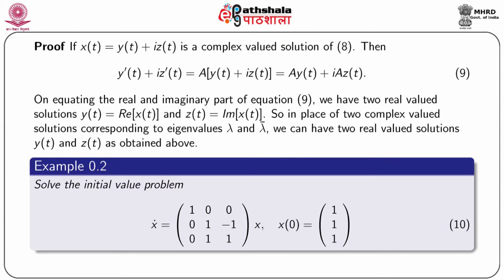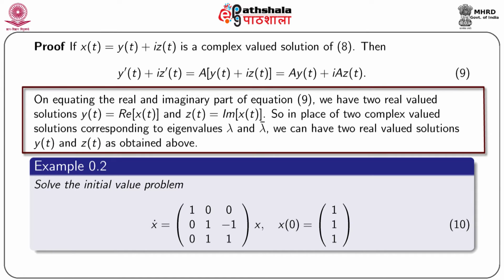Now, the proof is as follows. If x t is equal to y t plus i z t be a complex valued solution of 8, then y dash t plus i z dash t is equal to A times y t plus i z t, which is equal to Ay plus i Az t. On equating the real and the imaginary parts of equation 9, we have two real valued solutions, y t is equal to real part of x t and z t is equal to imaginary part of x t. So, in place of two complex valued solutions corresponding to the eigenvalues lambda and lambda bar, where lambda and lambda bar are complex conjugates, we can have two real valued solutions y t and z t as obtained above.